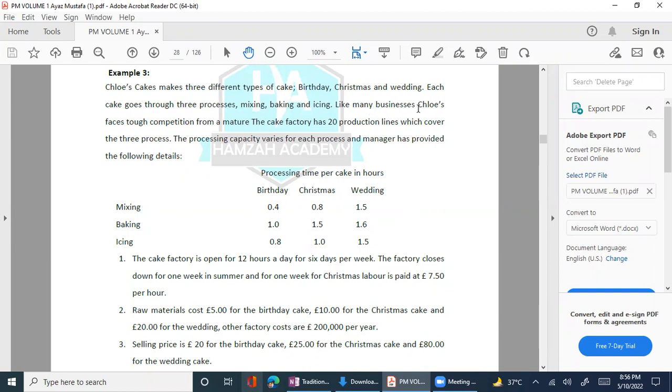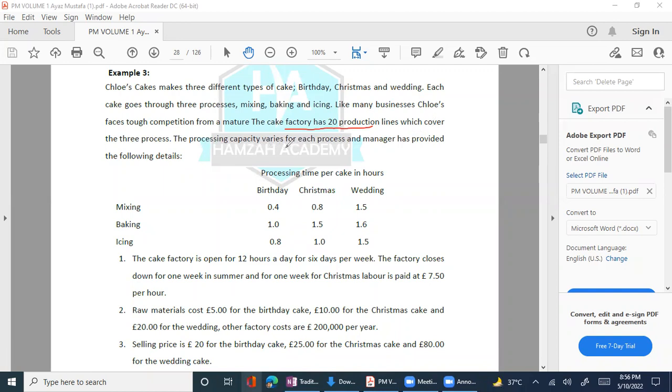Like many businesses, the company faces tough competition from a mature market. The factory has 20 production lines. What does it mean? That the same thing is done at different locations in the same building. It means that we are doing this at 20 places in the factory. So the 20 production lines mean 20 places in the factory doing the same things, same 3 processes.